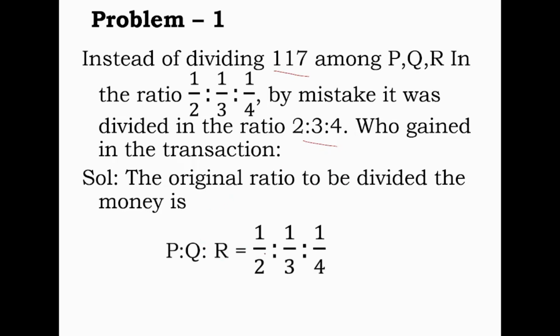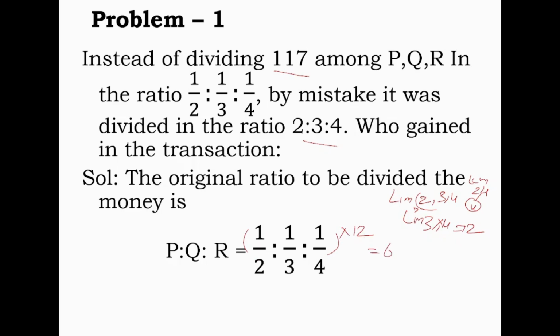P is to Q is to R equal to 1 by 2 is to 1 by 3 is to 1 by 4. So for 2, 3, 4, the LCM is, for 2 and 4, 4 is the LCM. For 3 and 4, the LCM is 3 into 4, that is 12. So we multiply these ratios with 12.